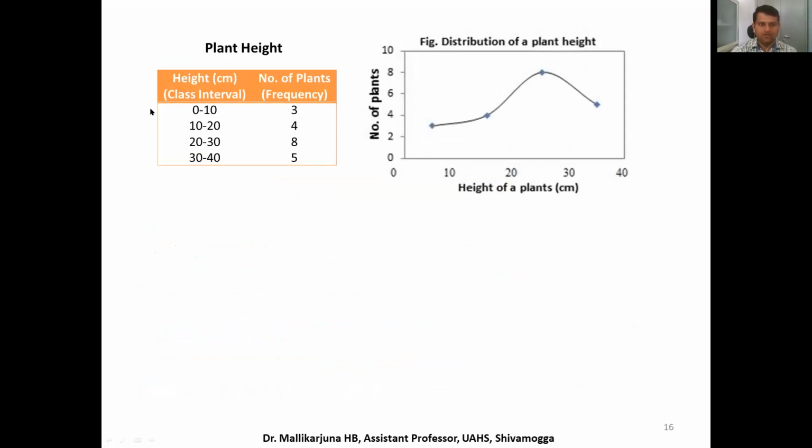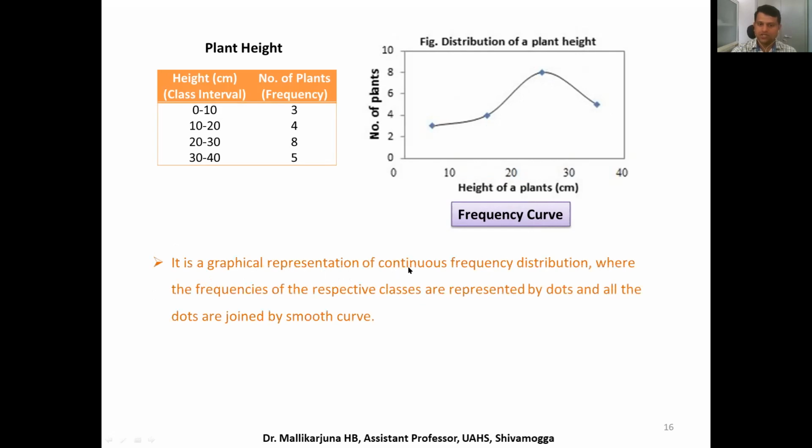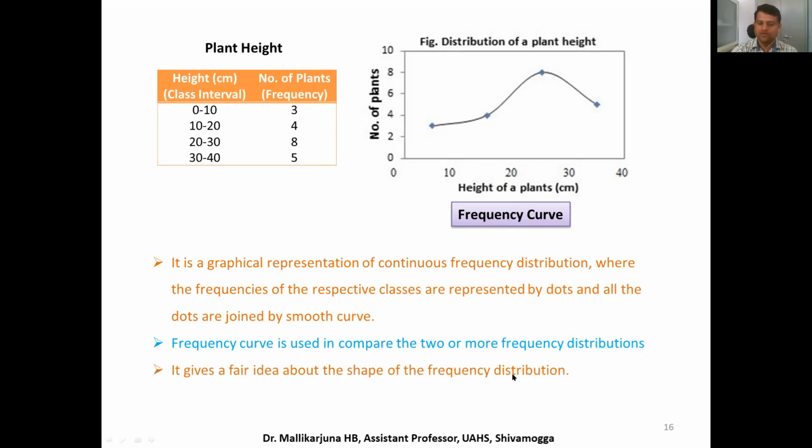Coming to another type of graph, this distribution can also be represented through this type of graph, known as a frequency curve. You can see the curve here instead of straight lines. It is a graphical representation of a continuous frequency distribution, where the frequencies of the respective classes are represented by dots, and all the dots are joined by a smooth curve. If you use a smooth curve, that becomes a frequency curve; if you use straight lines, that becomes a frequency polygon. This frequency curve is used to compare two or more frequency distributions. It gives a fair idea about the shape of the frequency distribution.